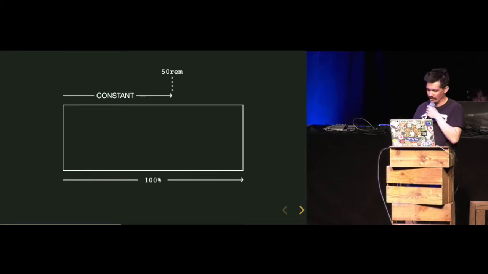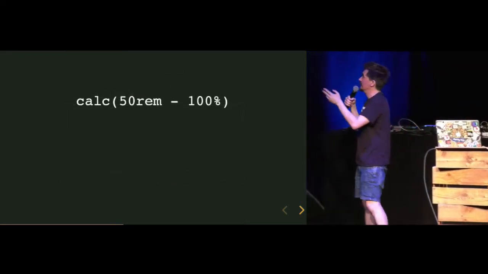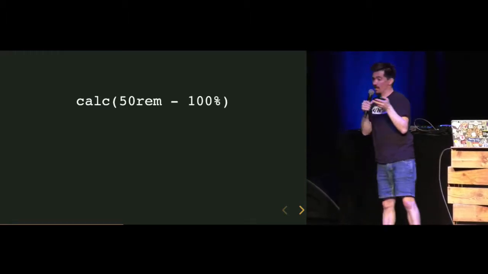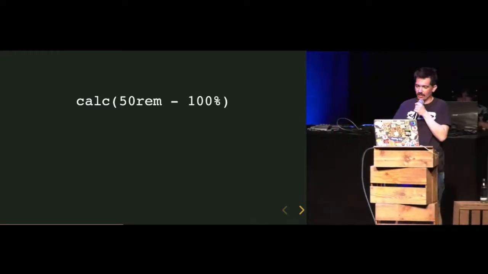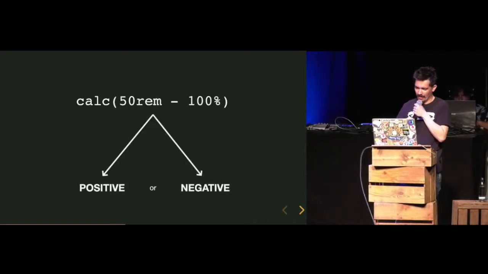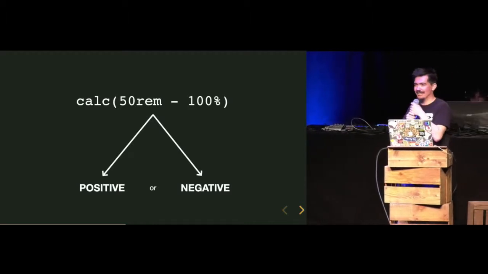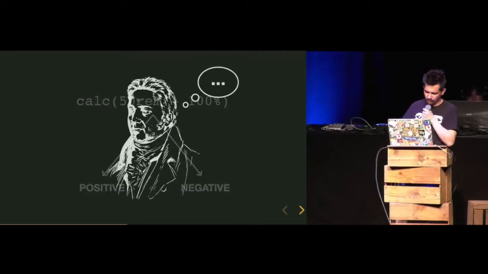Which is kind of a tautology, but it's useful because I can enter it into this calculation here. So calc 50rem minus 100%. And that's either, depending on whether it's wider or narrower than our breakpoint, going to come out as a positive or a negative number. So again, kind of like a hard switch.